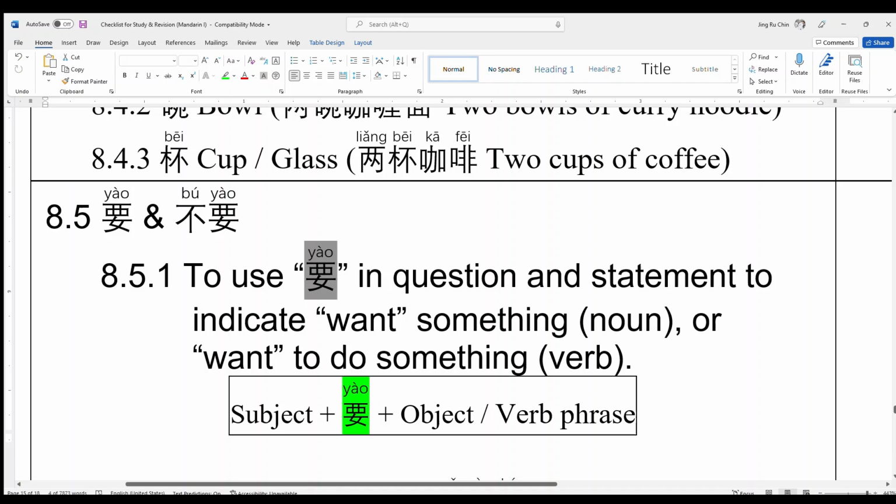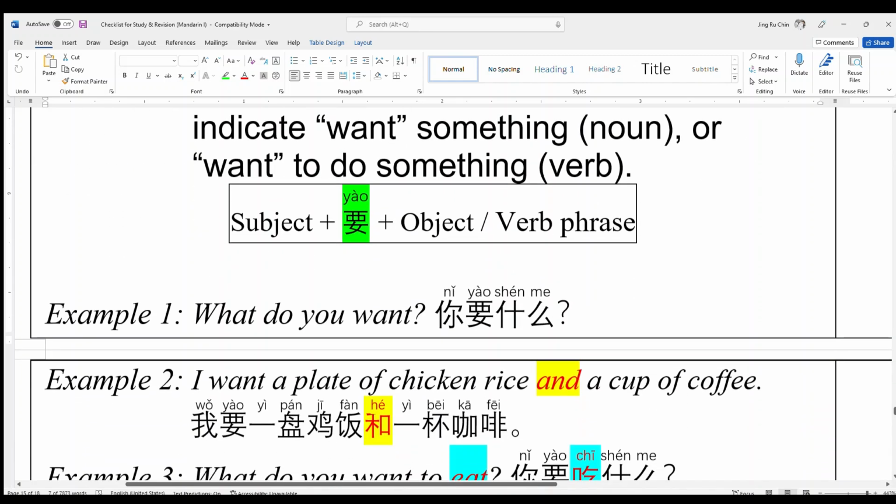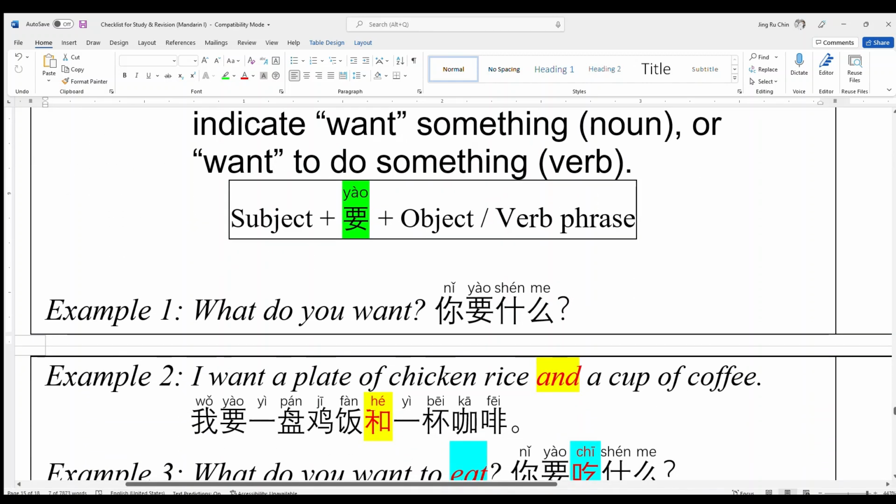Okay. Now, since we already know how to use the word yao, let us learn the opposite word. Yao is want, right? Of course, you need to learn the opposite one. Don't want, tak nak, tak mau. Yeah. The word in Mandarin is 不要, 不要. Just add the negative word no. 不, 不要, 不要. So you can just replace the word want here with don't want. Everything is becoming the opposite already lah, yeah.